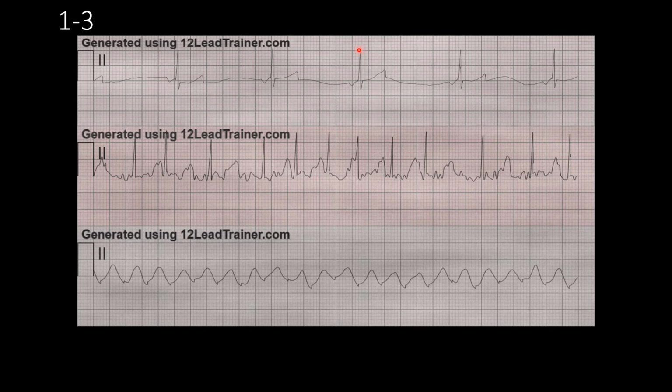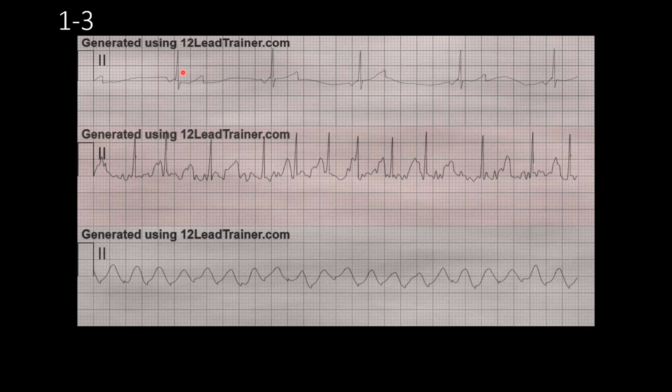And then if we use the other method where we count all the complexes in this 6-second strip and multiply by 10, we would have 1, 2, 3, 4, 5, which would equal 50. So that's about what we got with the other method, so I'd say this is somewhere around 55 probably.